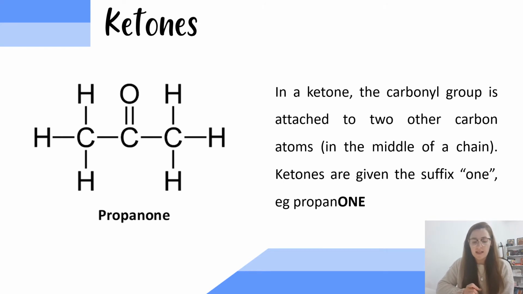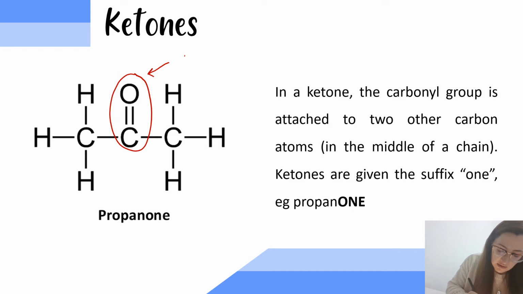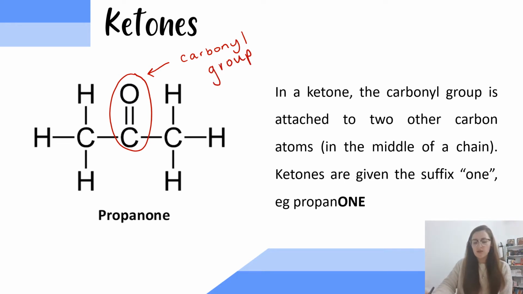If we then look at ketones, in a ketone, the carbonyl group is now in the middle of the chain, or it is attached to two other carbons instead of a carbon and a hydrogen. So it's still a carbonyl functional group, but the position is different than what it is in an aldehyde. So ketones are therefore given the suffix -one, as opposed to aldehydes, which are given the suffix -al.